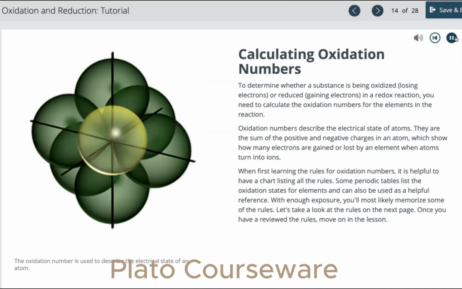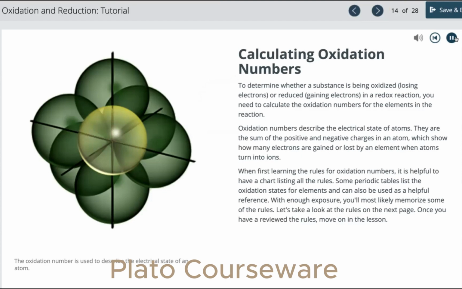Calculating oxidation numbers. To determine whether a substance is being oxidized, losing electrons, or reduced, gaining electrons, in a redox reaction, you need to calculate the oxidation numbers for the elements in the reaction. Oxidation numbers describe the electrical state of atoms. They are the sum of the positive and negative charges in an atom, which show how many electrons are gained or lost by an element when atoms turn into ions.